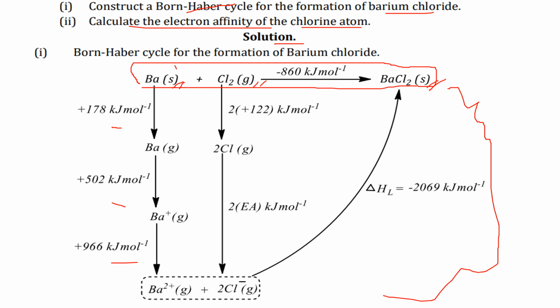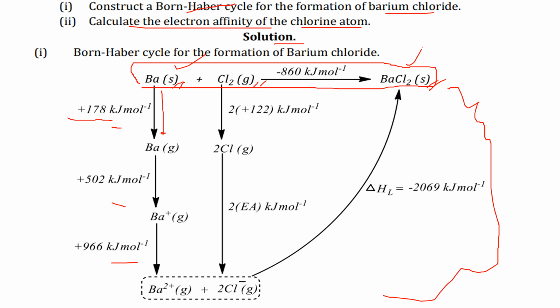And if you look at the reactant side and the product side, all the atoms are well balanced. And then we start to refer to our question about the energy terms that were given. So I told you that the atomization, or sublimation, of barium was given as positive 178 kilojoules per mole.